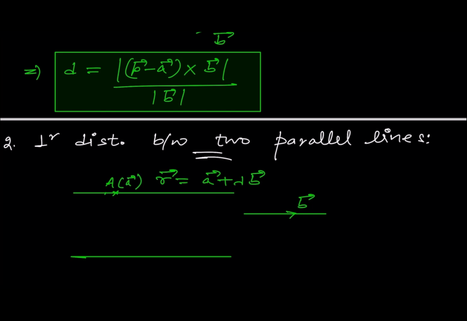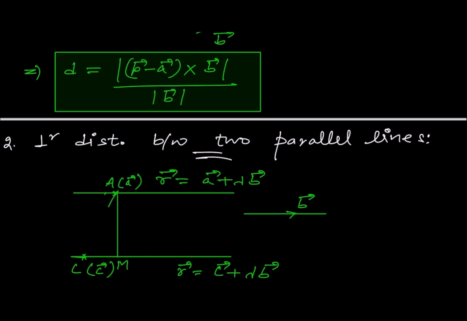and the lower line having equation r vector is equal to some c vector plus lambda times b vector. Again, c vector is the position vector of point C through which the line is passing, and I need to find this AM.